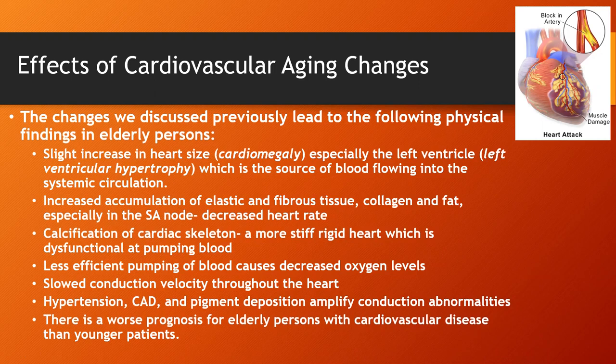There's also a slowed conduction velocity through the heart. We also see things like hypertension, coronary artery disease, the deposition of that lipofuscin pigment we talked about earlier. And this is usually a part of cardiovascular disease, but there's just worse prognosis for older individuals when we see these types of changes to the heart. So that is to say that there's a higher risk for elderly individuals to experience heart disease because of these underlying changes that are associated with aging to begin with.